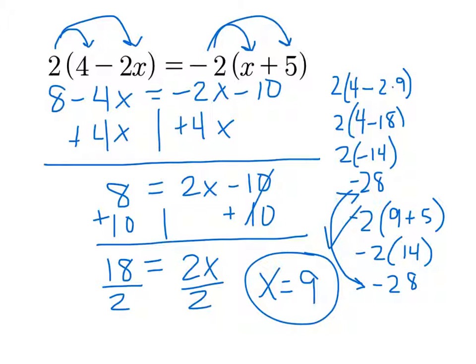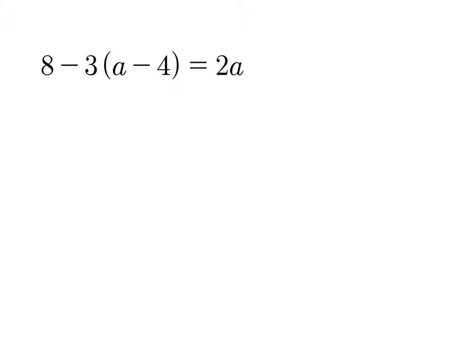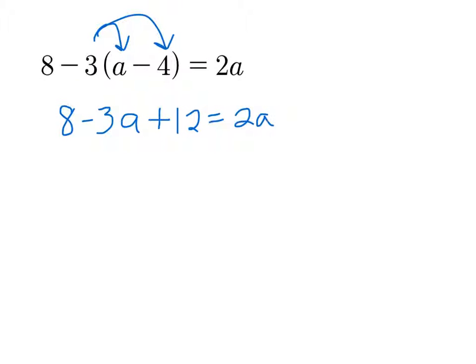Next equation. 8 minus 3 times the quantity a minus 4 equals 2a. Be careful with this. You cannot subtract 8 minus 3 and make it 5. Your order of operations tells you that's a no-go. But notice, minus 3 times minus 4, remember what I told y'all in class. When I write that, I write minus negative 12. Because that's 12. Minus negative turns positive.